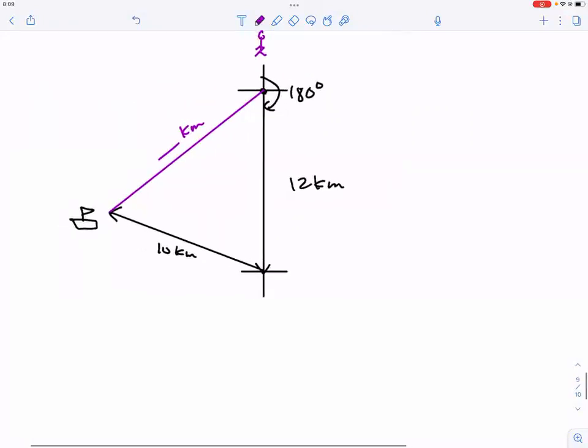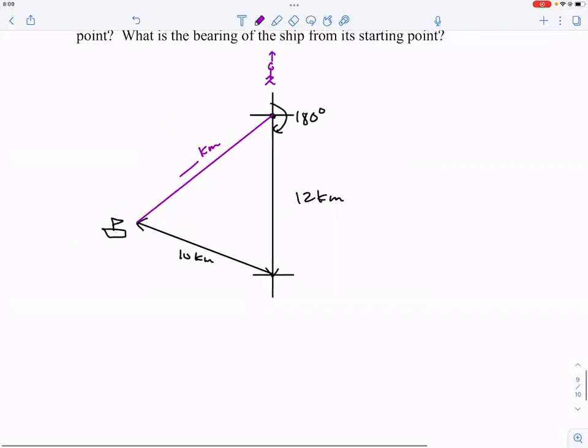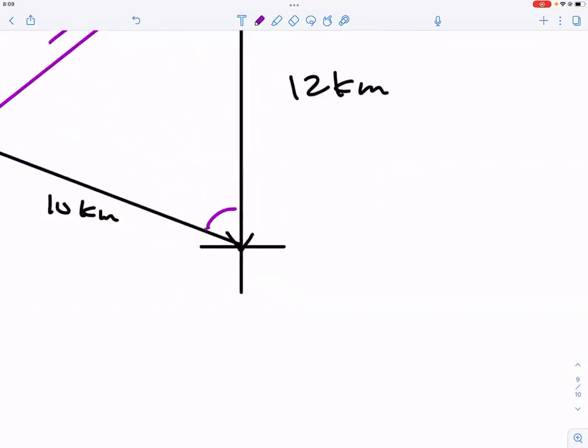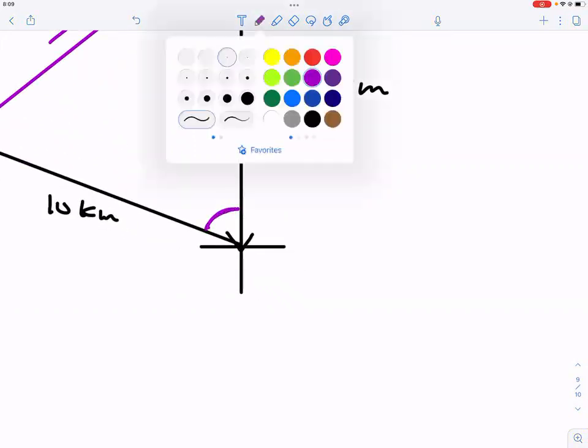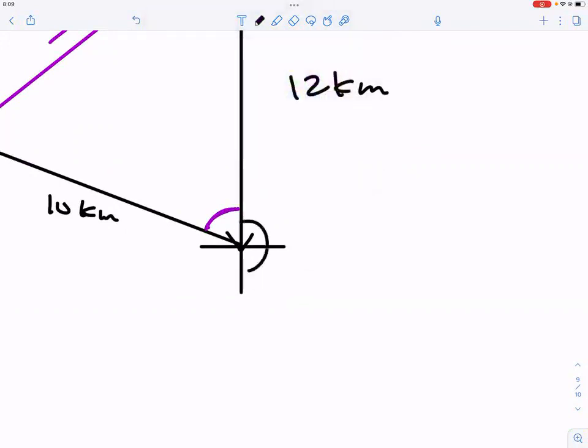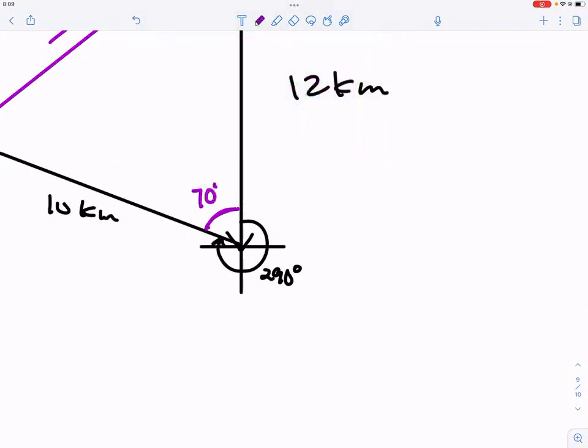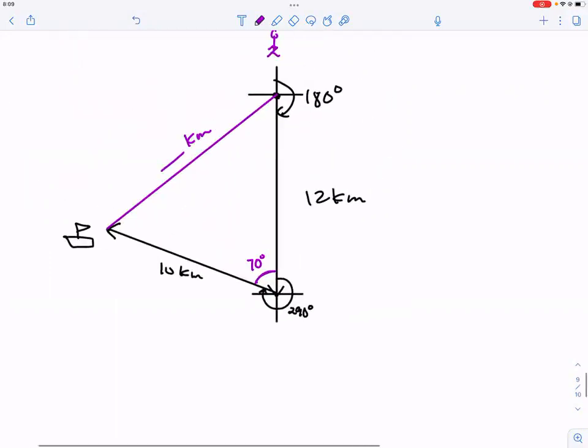So let's take a look. We have the two sides and we need this angle. What is this angle? I forgot to label. This is 290 degrees. So the purple angle must be 70 degrees, right? 360 minus 290, 70.